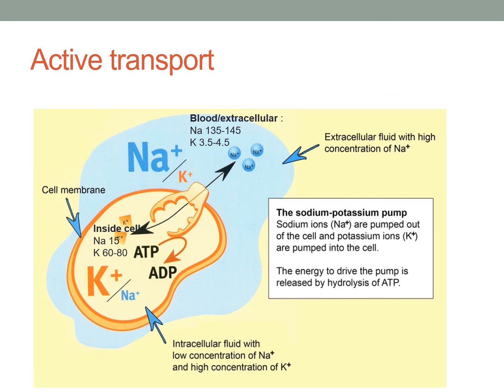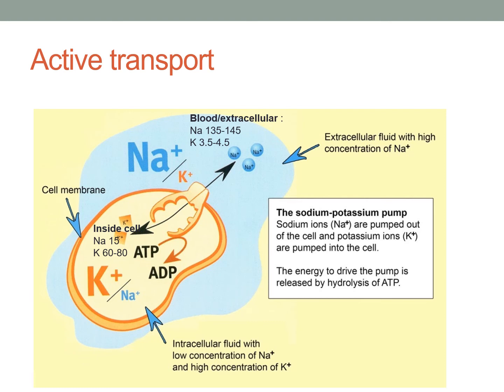So in our cells, we do this. This is kind of a busy diagram. Sorry about that. But inside of our cell, normal sodium concentration is 15. Potassium is between 60 and 80. But outside of our cell, sodium is normally 135 to 145, and potassium is 3.5 to 4.5. In fact, one of the quickest ways to kill somebody is to inject them with potassium. It used to be part of lethal injections. It'll stop their heart.